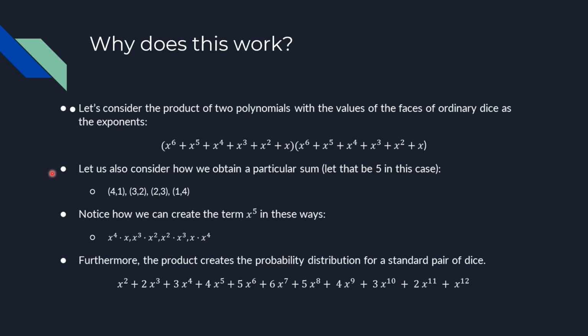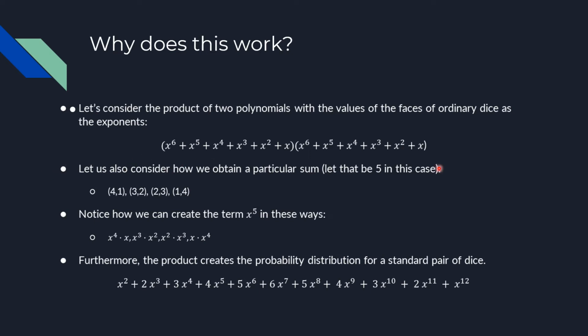But let us also consider how we obtain a particular sum. Let that be 5 in this case. When I roll a standard pair of dice, I can get 5 in 4 possible outcomes: 4 and 1, 3 and 2, 2 and 3, 1 and 4. Notice how we can create this term x to the fifth, where the sum is 5 up there in the exponent, in these ways. There's 4 ways. There's this one-to-one correspondence they have.